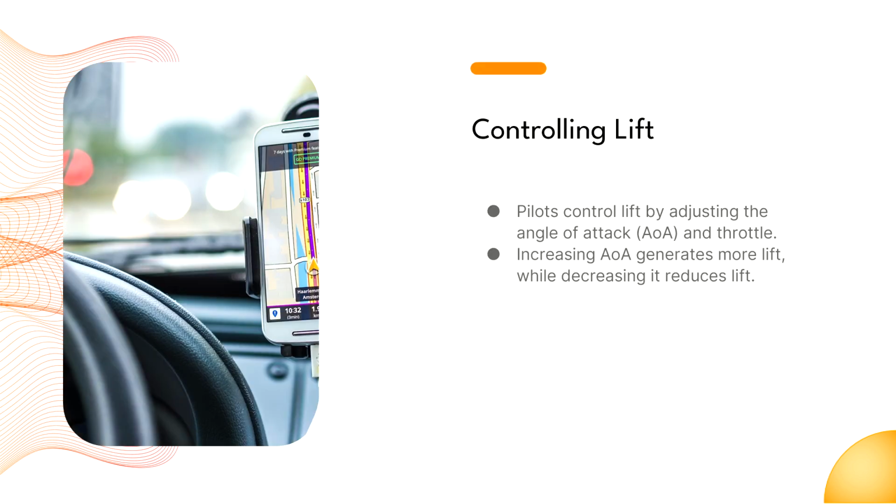So controlling lift. Pilots control lift by adjusting the angle of attack and throttle. Increasing angle of attack generates more lift, while decreasing it reduces lift. So pilots can control lift principally with the factors angle of attack and velocity or airspeed.